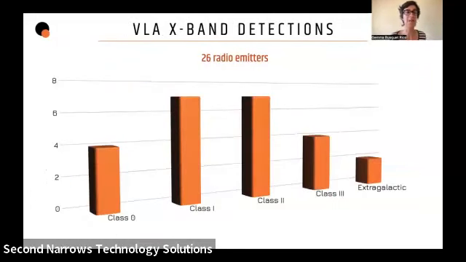So this is the summary of the VLA X-band detections. We detected a total of 26 radio sources. 4 are class 0 protostars, 7 class 1 protostars, 7 class 2 young stellar objects, 4 class 3 objects, and additionally we detected 2 galaxy candidates.